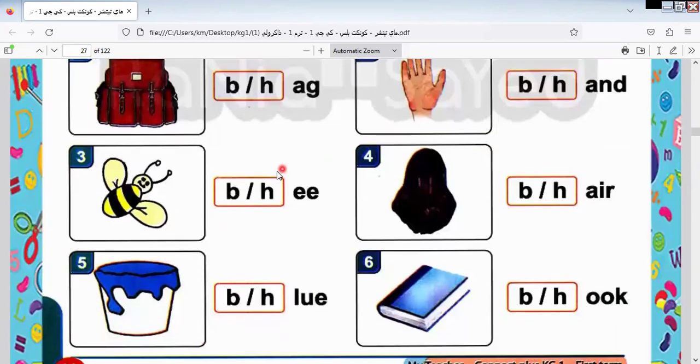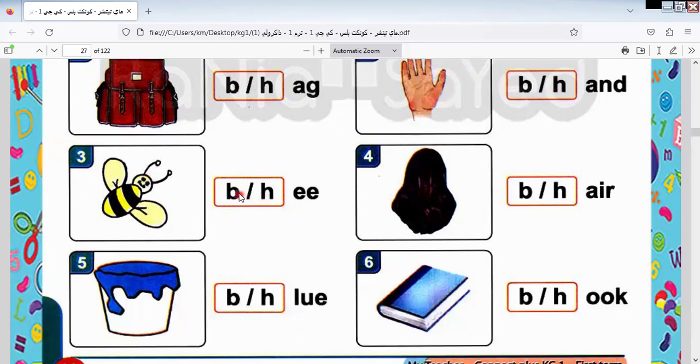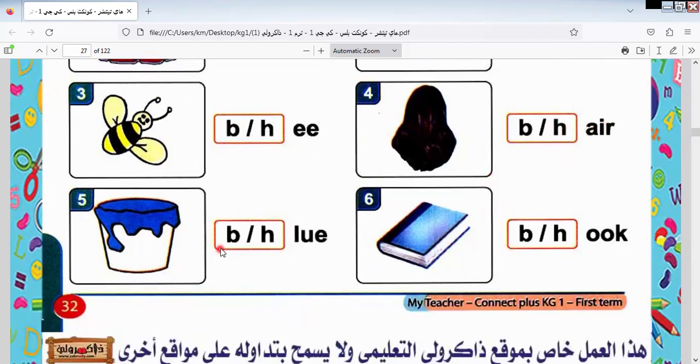Let's go to another one here. Here, look and circle. What is this? Big. So I select this one. Number 2. What is this? Hand. I select this one. B. I select this one. So hair, what's the letter that it begins with? Hair, letter H. Blue, this is B. Book, this is book.